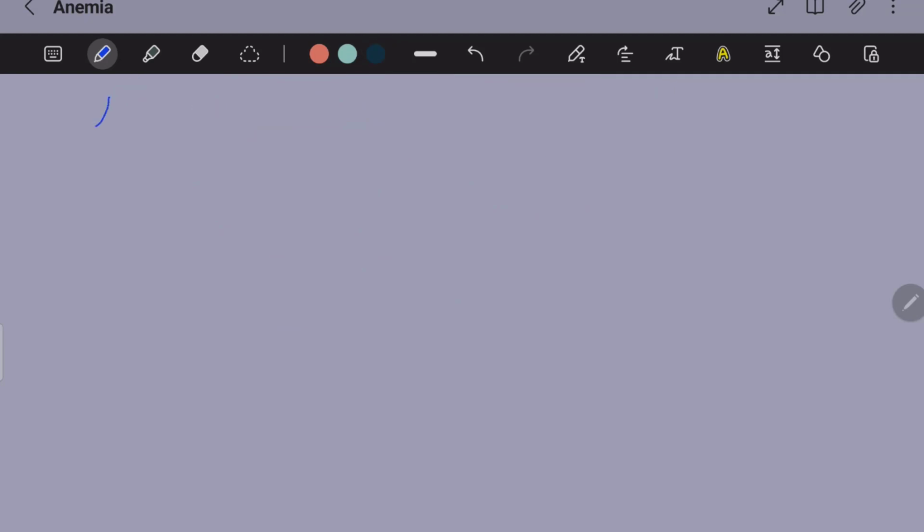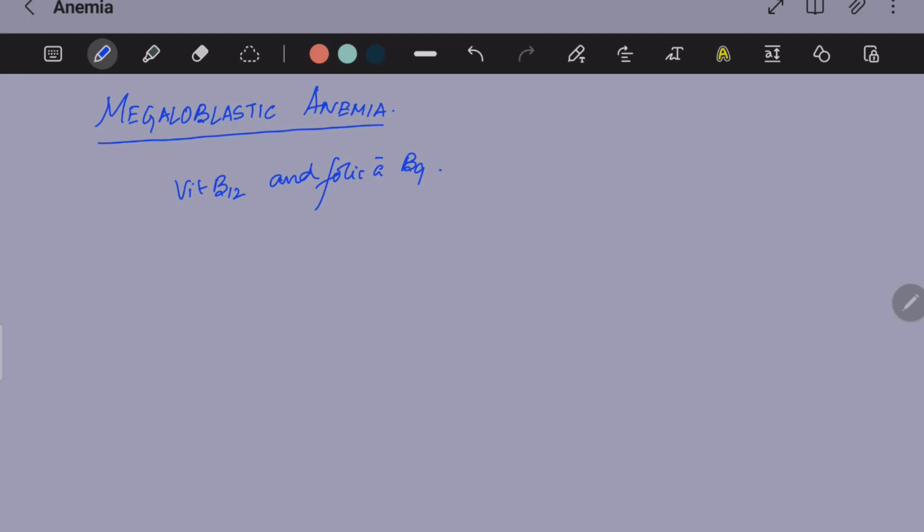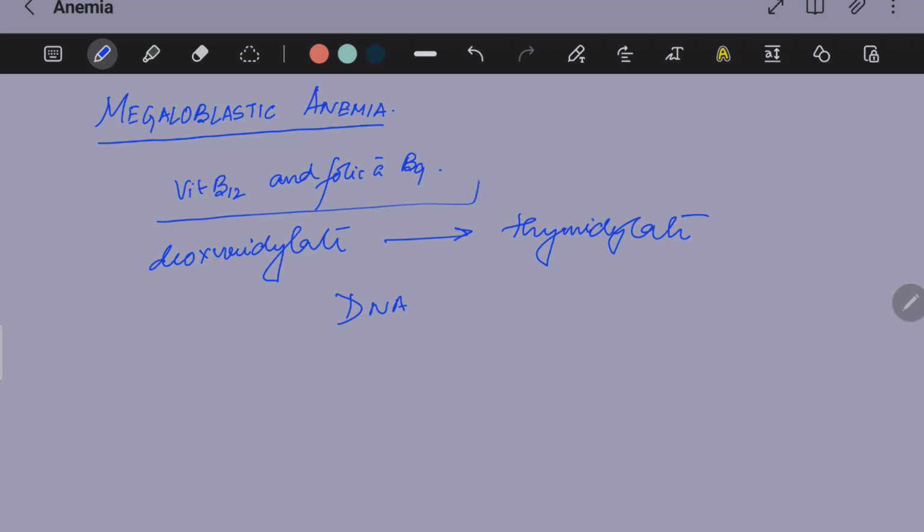Now, let us talk about megaloblastic anemia. Megaloblastic anemia results from the deficiency of vitamin B12 and folic acid, which is basically vitamin B9. Vitamin B12 and folic acid are both required for the conversion of deoxyuridylate to thymidylate, which is important for DNA synthesis. Now, if there is deficiency of vitamin B12 and folic acid, this process would be hampered, resulting in decreased DNA formation, resulting in formation of lesser quantities of RBC.